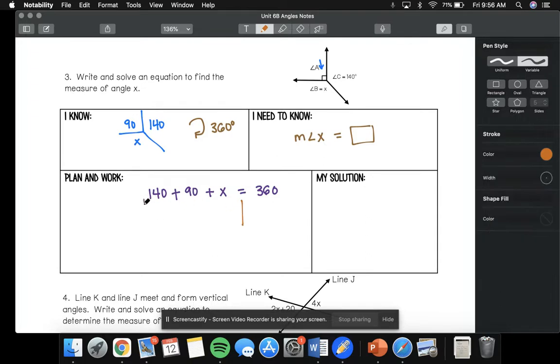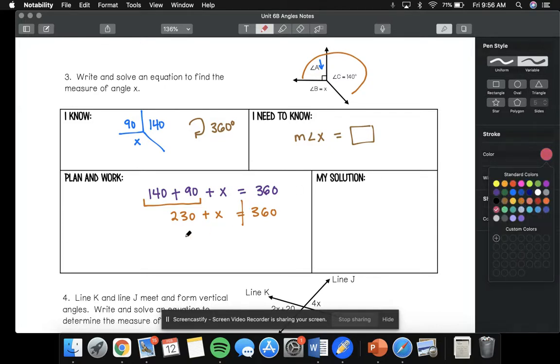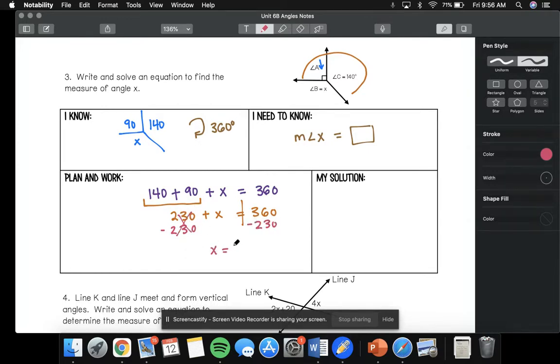Now I'm just going to solve this equation. I'm going to combine like terms. So we have 140 and 90 being 230. Okay. So basically this right here is 230. Now I want to know what the missing angle is. So I'm going to take that out of the 360. And that would be 130. So X equals 130. So my missing angle, so angle B, will equal 130 degrees.